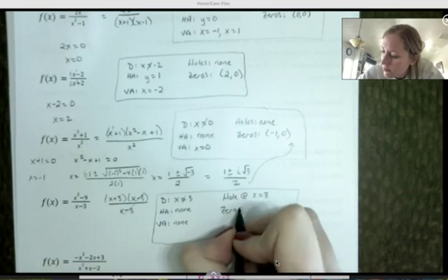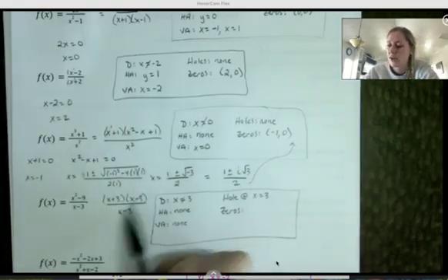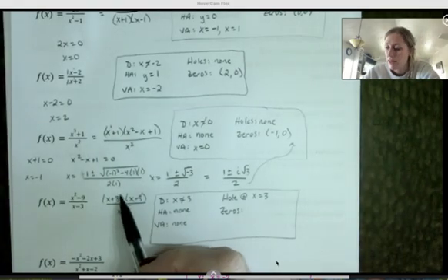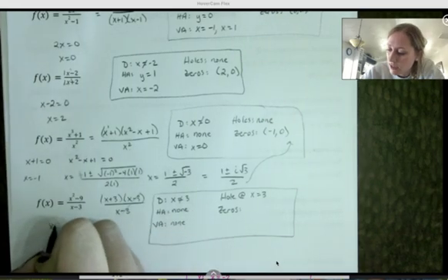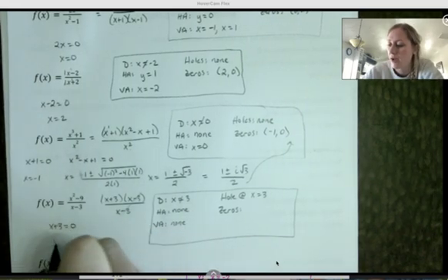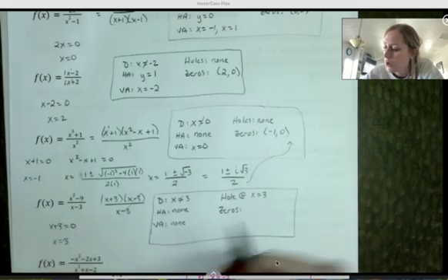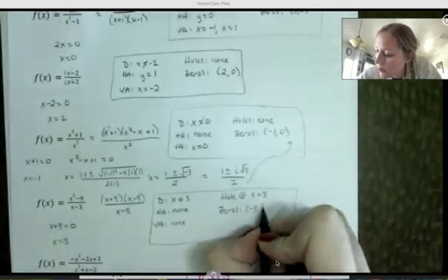Zeros. So after I cancel out my hole, then what's left, I set that equal to 0 on the numerator. Okay, so x equals -3 would be the zero, or the place where it crosses the x-axis.